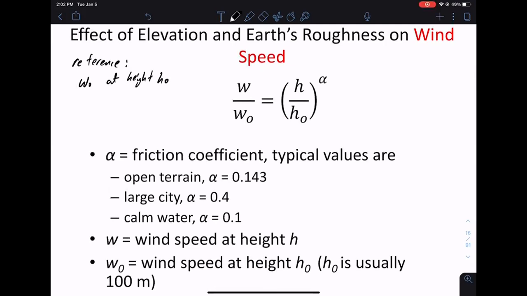We have basically this kind of power law relationship governing how speed changes. H is how high you are. H naught is the reference height, which is normally 100 meters. They're related through this coefficient alpha, which is like a drag or friction coefficient that takes a bunch of values, and this comes from measured values. Now you may see a question that says, we're operating a turbine over open terrain. We have measured the speed at 100 meters to be 10 meters per second. What is the speed at 50 meters? Then you can use this type of equation to answer that question. This avoids us having to measure speed at every possible elevation; we measure at a few elevations and use this equation to figure out the rest.